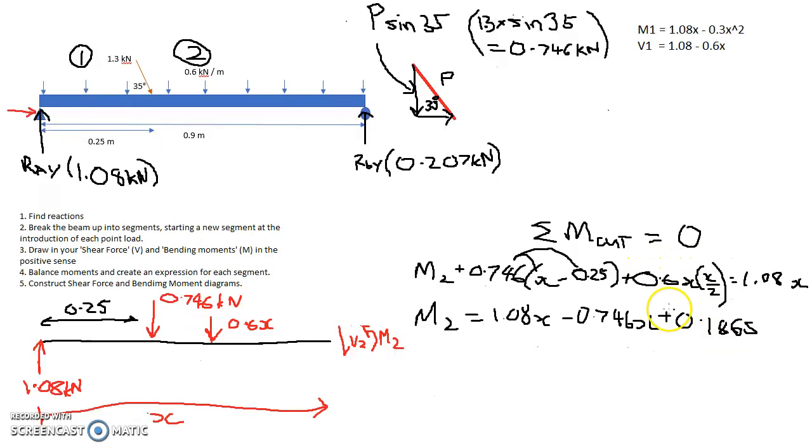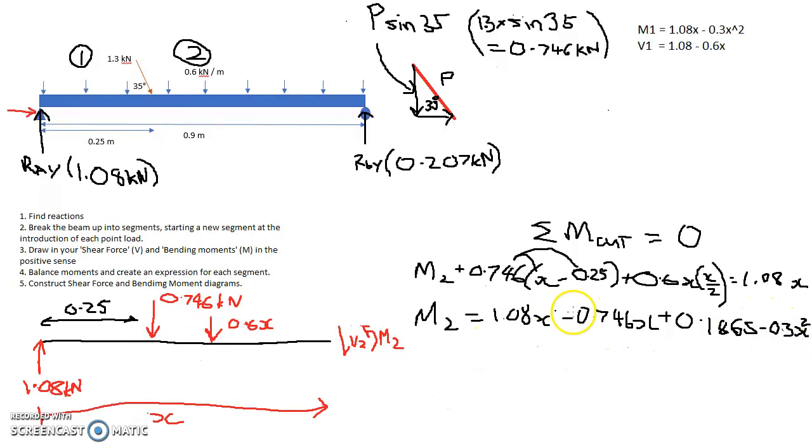I've got to finish this term here. It's going to be 0.3 x squared again, because 0.6 divided by 0.2 is 0.3, and it's going to be a subtract because there's a positive term on that side, so when we move it to the other side it's going to be a negative 0.3 x squared. Alright, there we go.